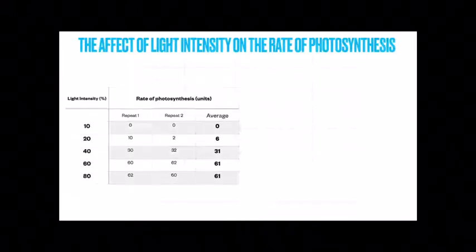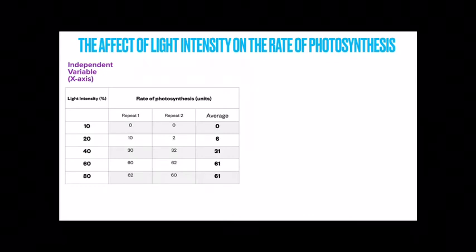Let's look at that again. So here's a results table. The aim is to investigate the effect of light intensity on the rate of photosynthesis. Now, a few things here to learn. With a results table, the first thing that's given is always the independent variable. That's what goes on the x-axis on the bottom of a graph. So they're changing light intensity from 10 to 20 to 40 to 60 to 80%. They're recording the rate of photosynthesis.